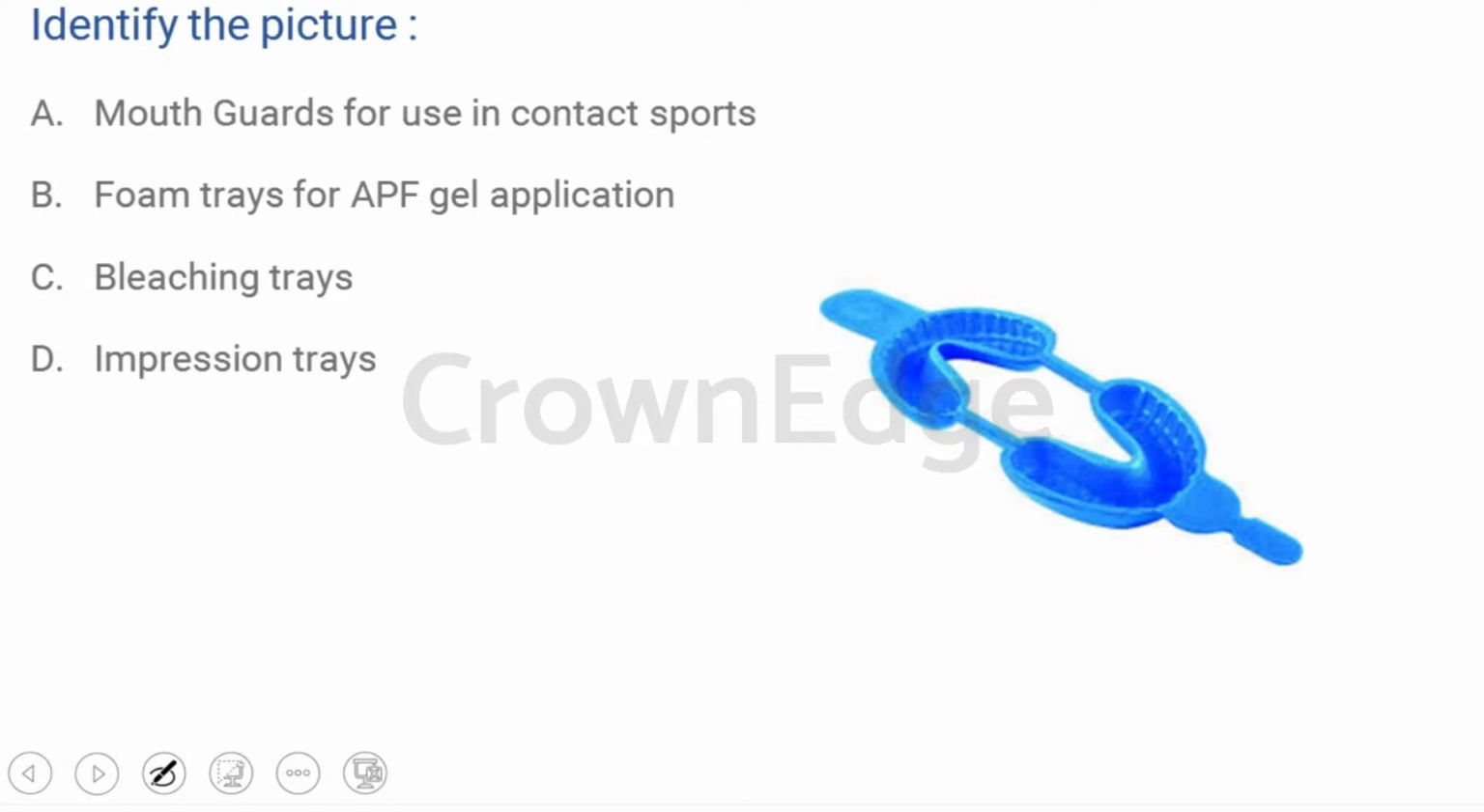Now, these foam trays are basically made of styrene foam. As you can see, the upper and the lower arches are joined together by a hinge. And this extension that you see, I'm just going to mark it here, is basically a lock. So your APF gel goes onto this trough that is present here. About half to two-thirds is filled with your APF gel and it's then placed in the patient's mouth.